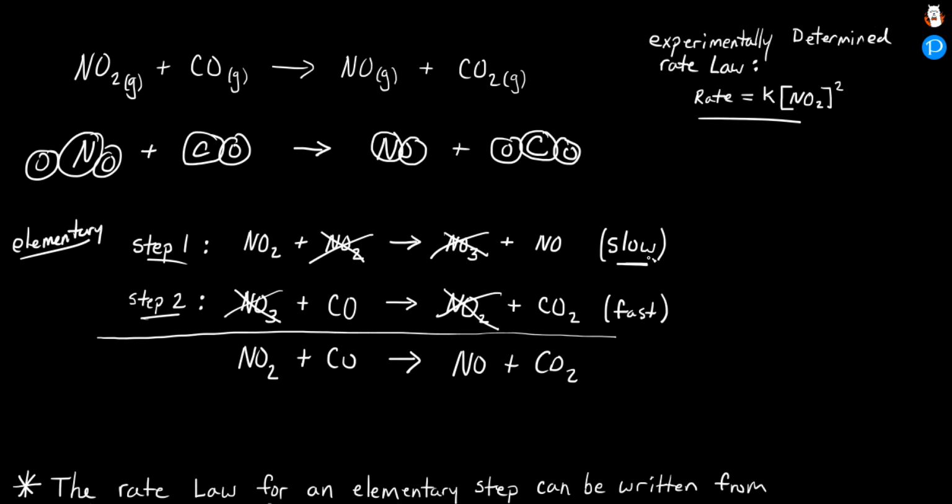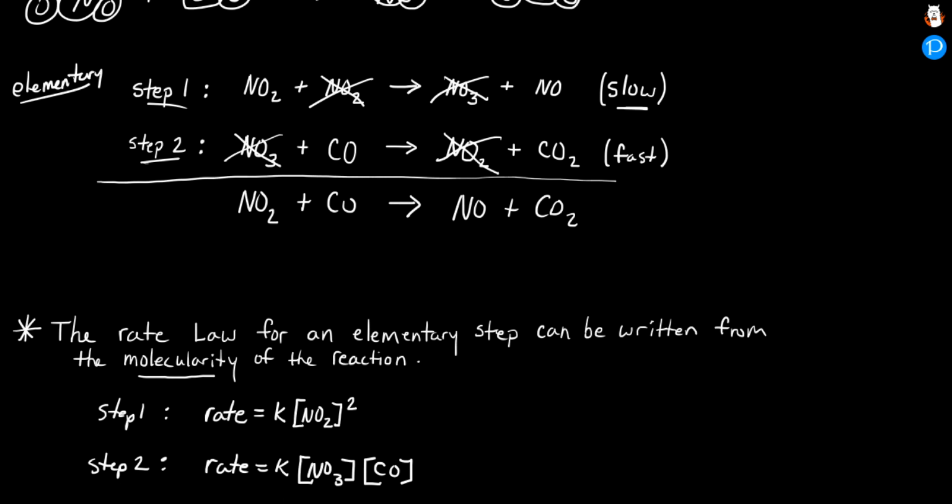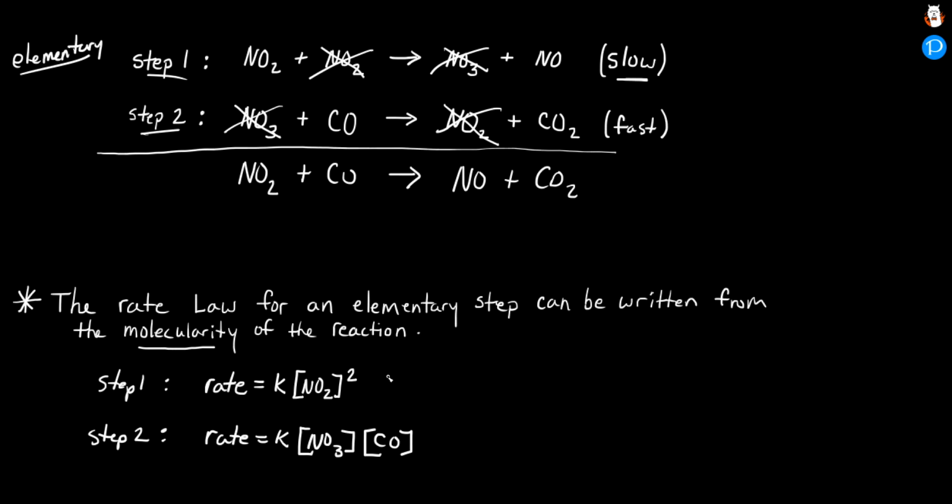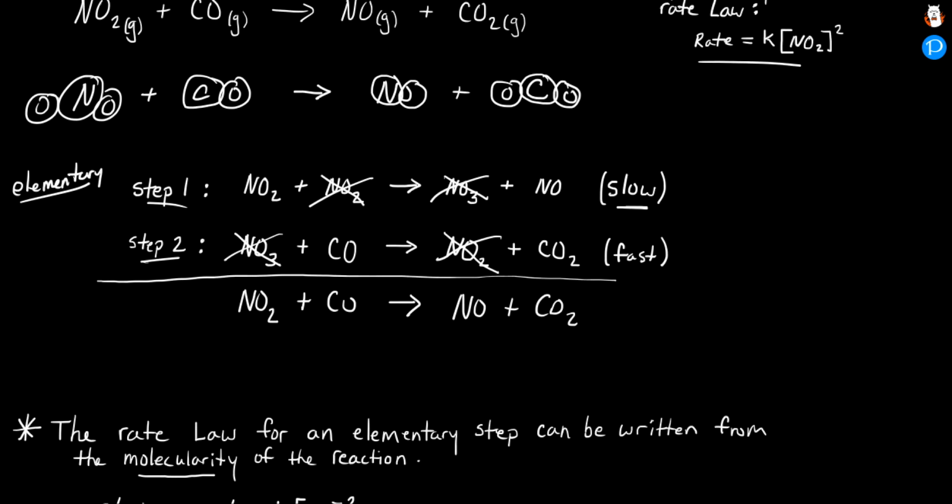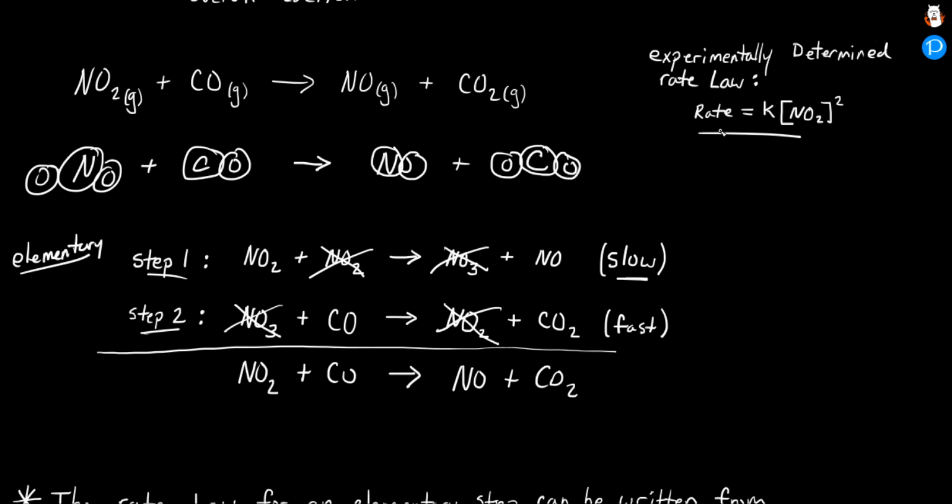So let me say that one more time. The rate law that you write for the slow elementary step needs to match the experimentally determined rate law that you have for the overall equation. And if we look at this one, we actually already wrote the rate laws for each elementary step. Here was the rate law that we wrote for the slow step here: rate is equal to k times the concentration of NO2 squared. And that does match my experimentally determined rate law, because this is the one for the overall equation that was determined by experiment, and it matches my slow step.